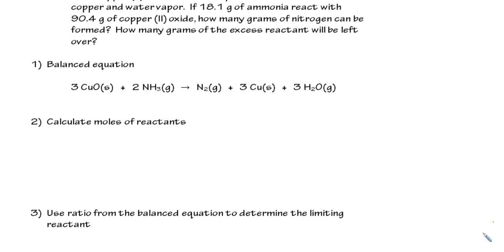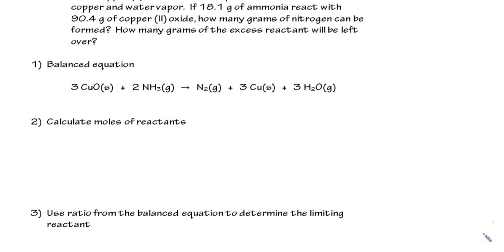Sometimes rookies will just look at that 90.4 grams of copper oxide and say, well, by far that's got to be excess. Well, number one, you can't compare grams. Ammonia and copper oxide will have very different molar masses. Number two, you don't know what the ratio is in the balanced equation. If I check this one, it's a 3-to-2 ratio. I'm supposed to have more copper oxide, but that's not a ratio of grams. It's a ratio of moles.